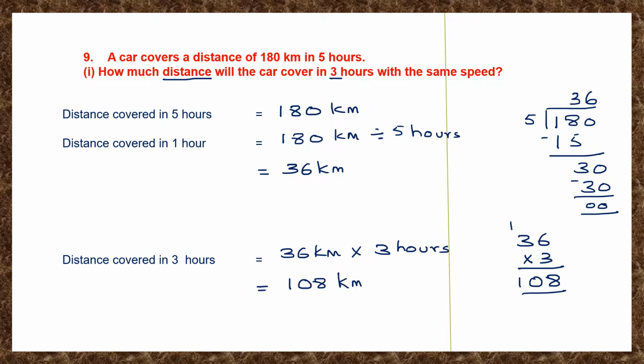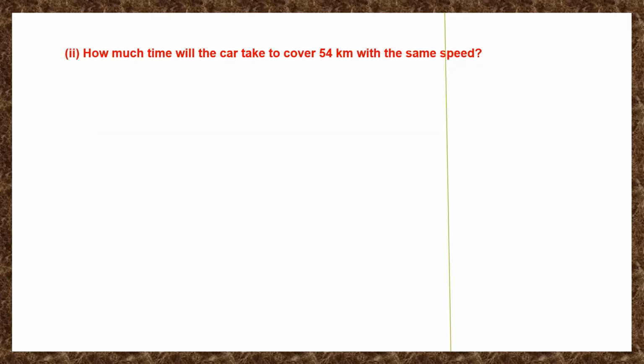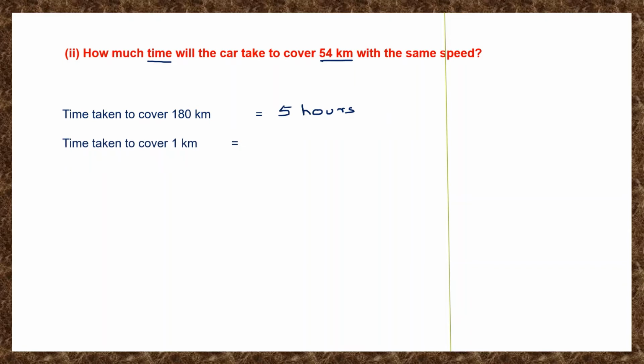Now let's go to the second part of the question. How much time will the car take to cover 54 kilometers with the same speed? This time we are asked to find the time. Time taken to cover 180 kilometers is already given in the first part of the question. It is 5 hours. So 180 kilometers is 5 hours. Time taken to cover 1 kilometer will be 5 hours divided by 180 kilometers.